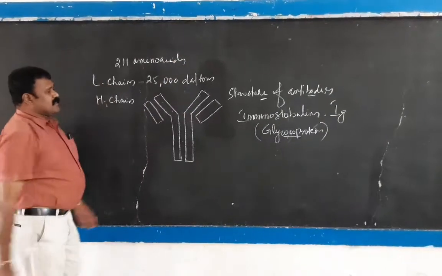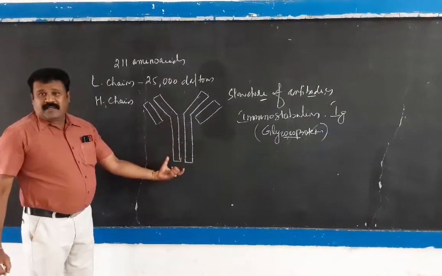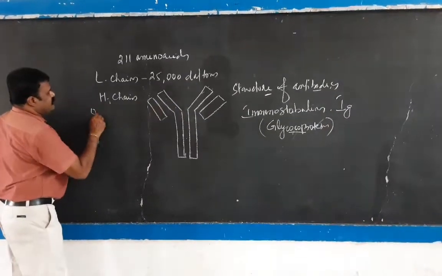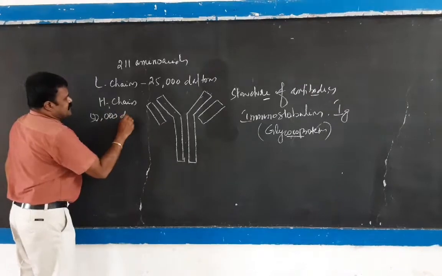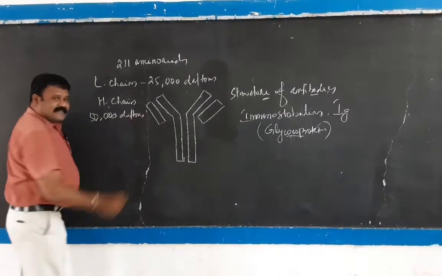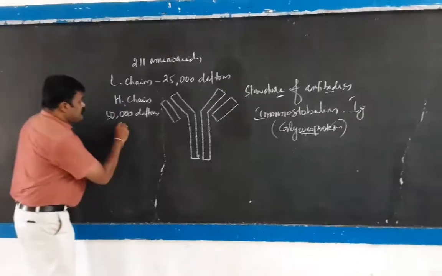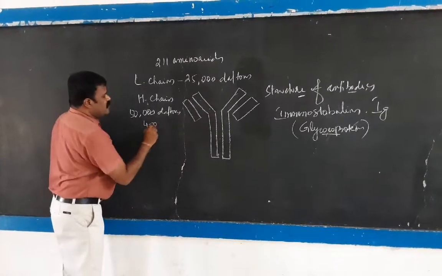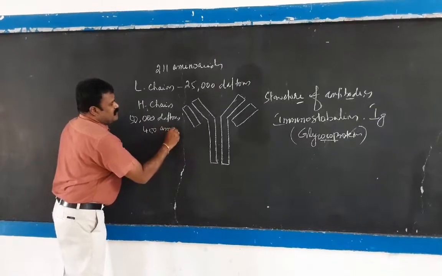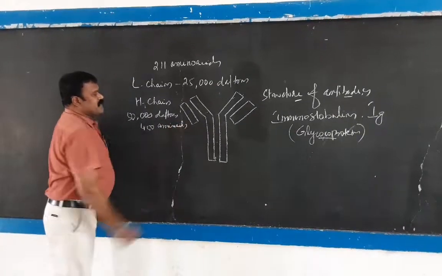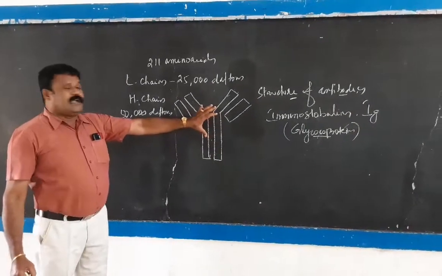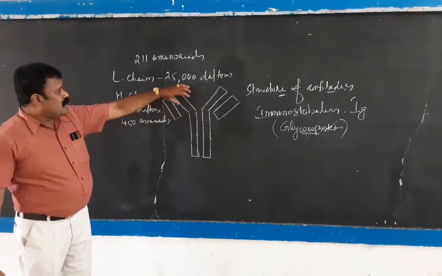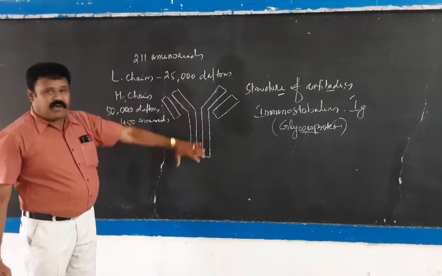Whereas heavy chains are a little bit longer than the light chains. Their molecular weight is 50,000 daltons. The number of amino acids present in the heavy chains is 450. So that's the difference between light chain and heavy chain. Light chains are short in nature, heavy chains are longer.